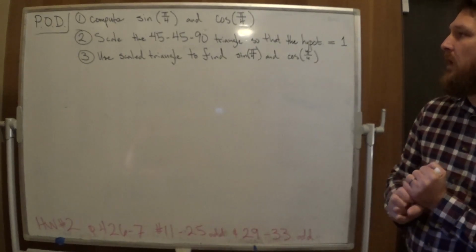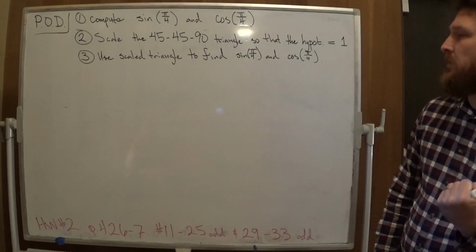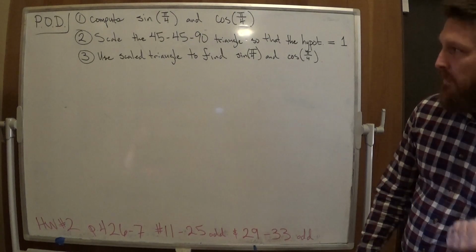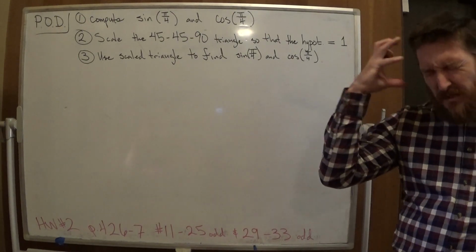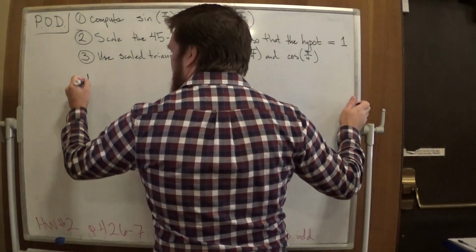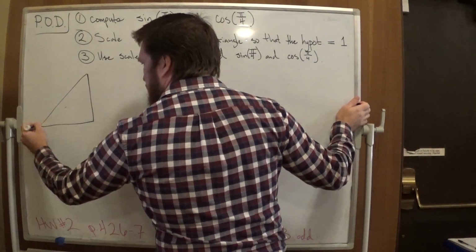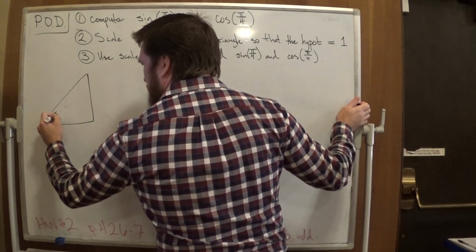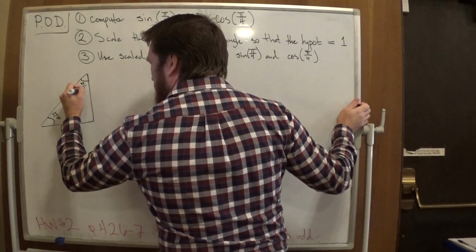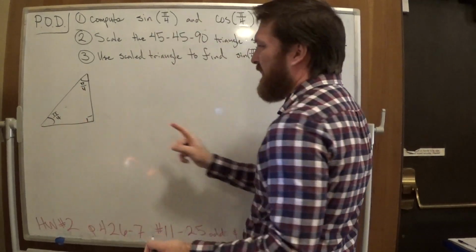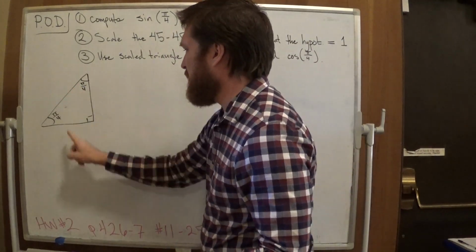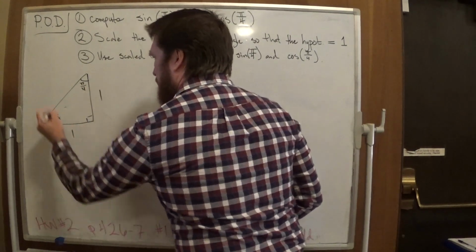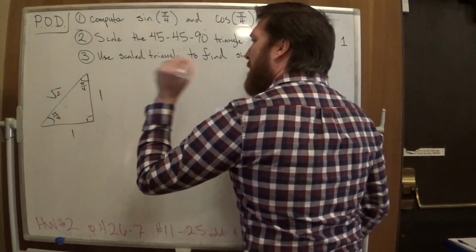Okay, problem 1: compute sine pi over 4 and cosine pi over 4. I see pi over 4, and immediately the first thing that comes to my head is this triangle, where you have pi over 4. If that's the case, what are these sides? 1, 1, and root 2.